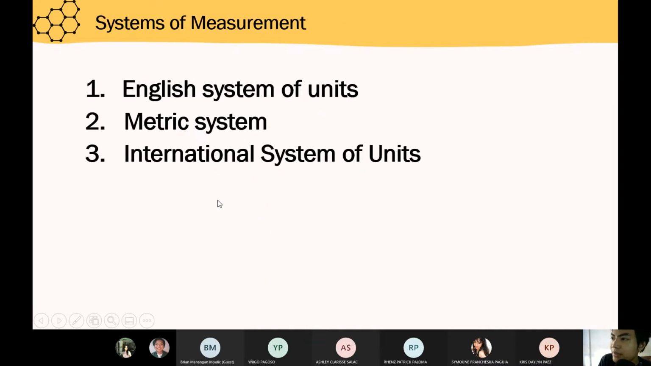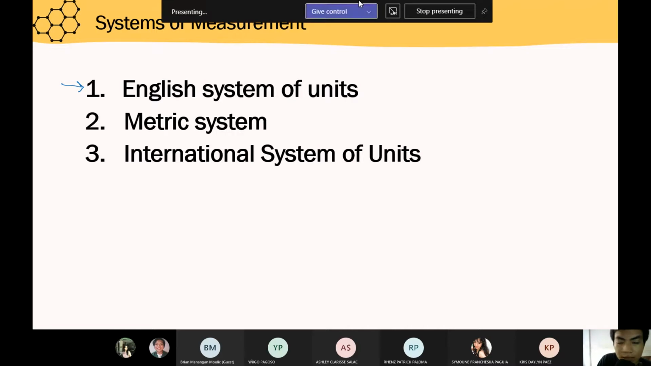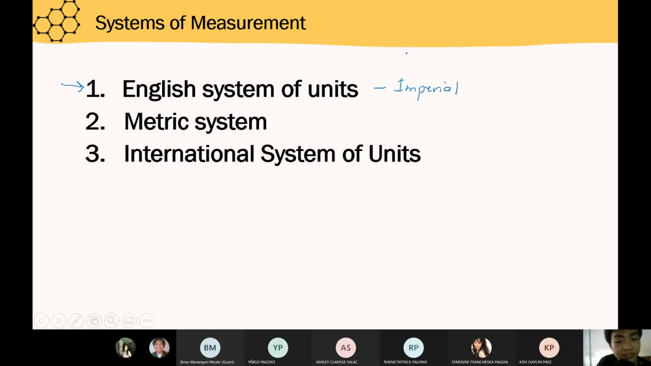And there are many types of units. So I will give a brief discussion here about their short history. All throughout our world, we have three distinct types of units of measurement. Let's start with the English one, which dates back to imperial times. Another term for English is the imperial period.